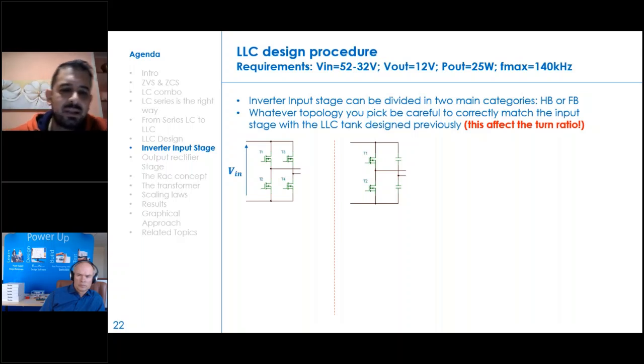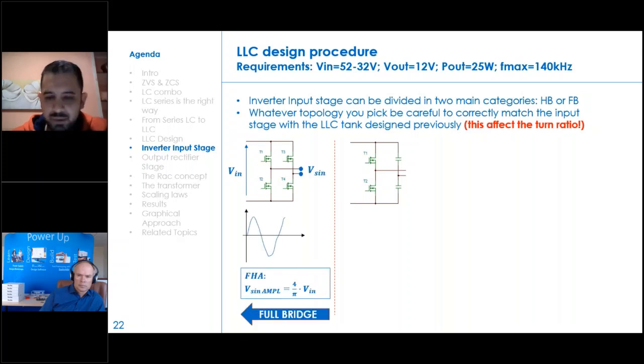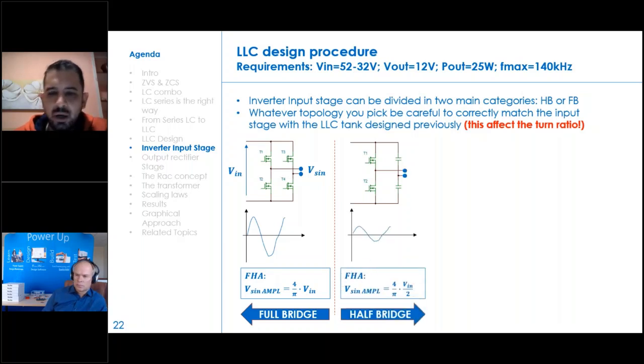The input inverter stage can be divided in two main categories. That is, on the left, you see the full bridge with its first harmonic approximation. On the right, you see the half bridge with its first harmonic approximation. Actually, you see that basically the 4/pi quantity is always present.